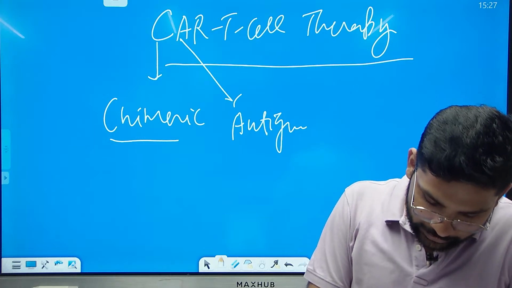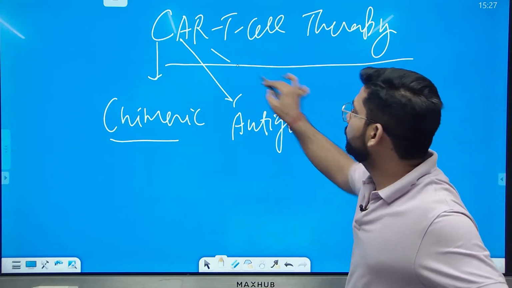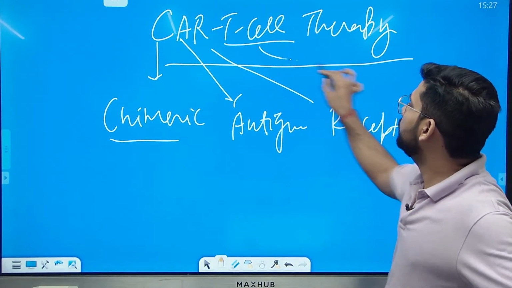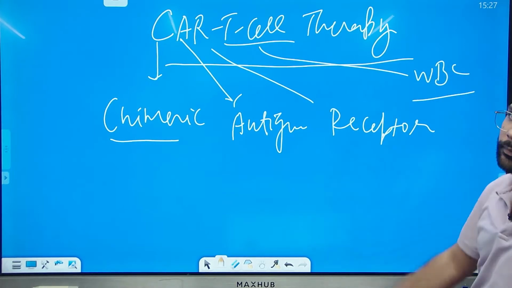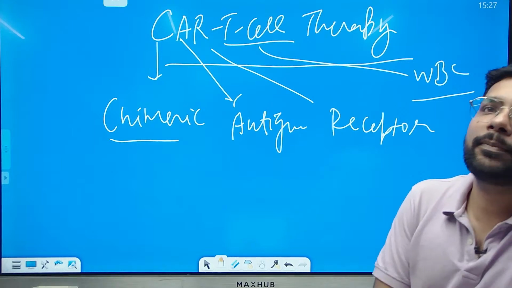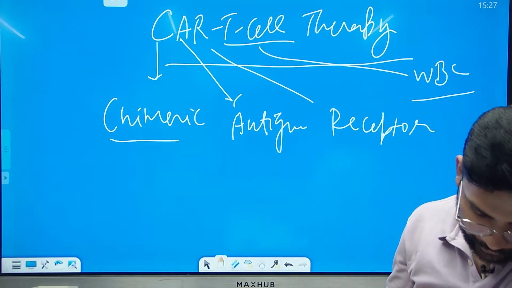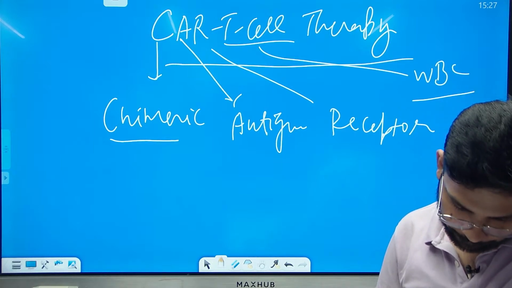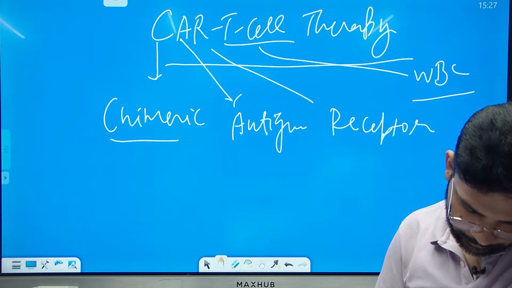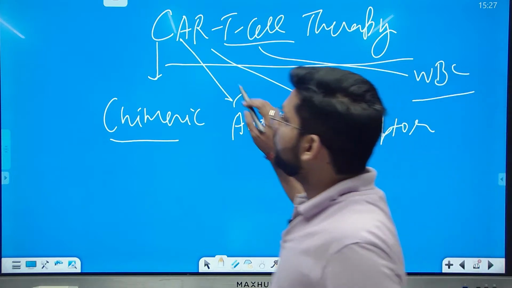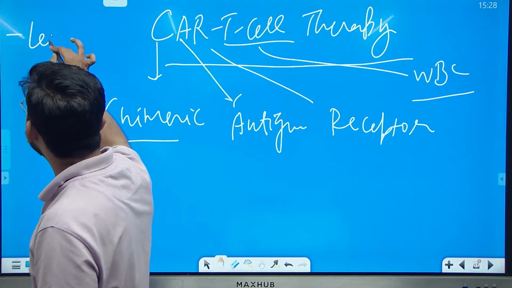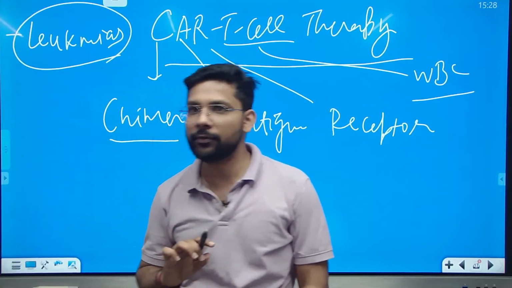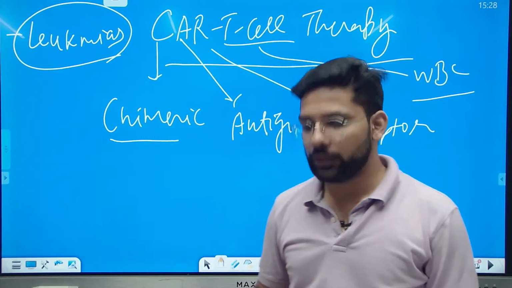C is the chimeric, A is the antigen, and the R is the receptor. T cells is the white blood cells, जिसके थ्रू होगा. तो chimeric antigen receptor. अगर फुल फॉर्म देखोगे तो chimeric antigen receptor. And this therapy is specifically approved only for the leukemia till now. 4 types हमने देखे थे, sarcomas, carcinomas, leukemias and the lymphomas. This is treatment for the leukemias.